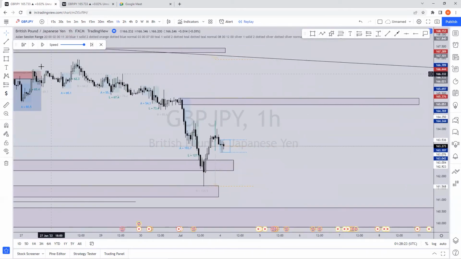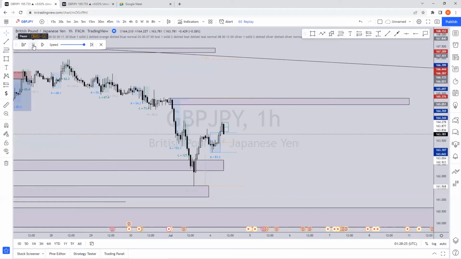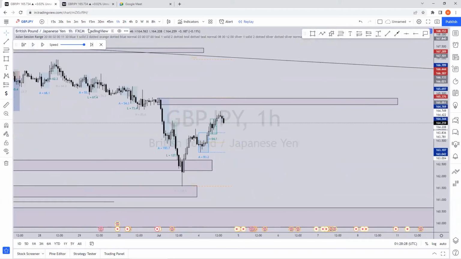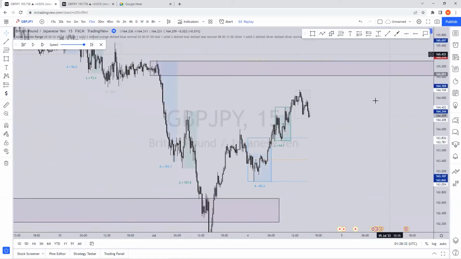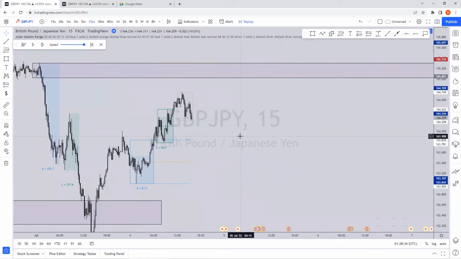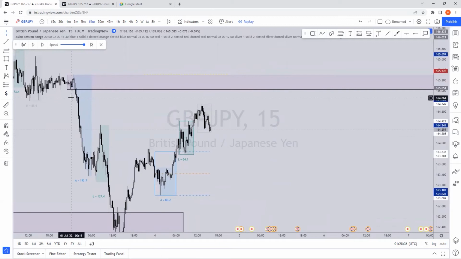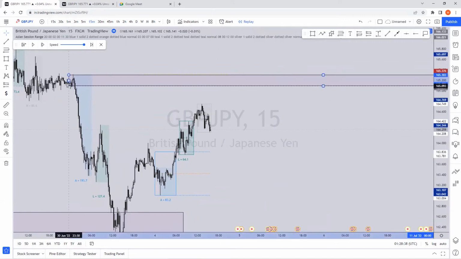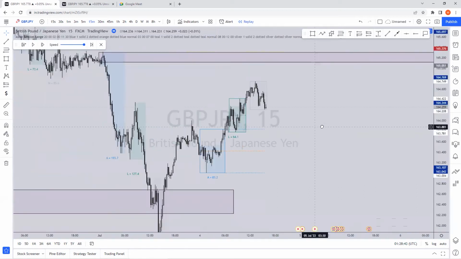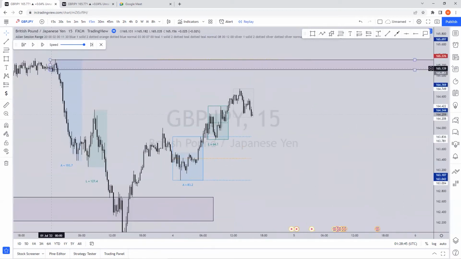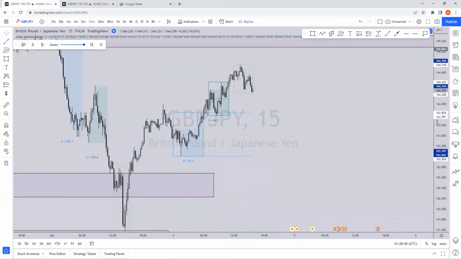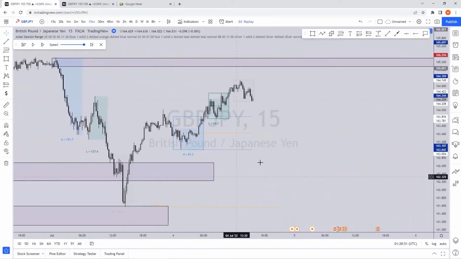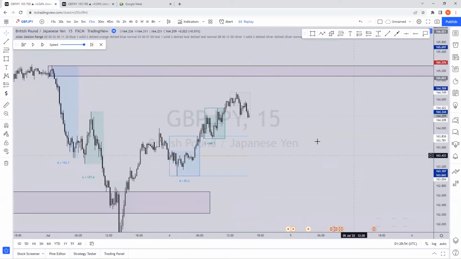So I'm very much interested in selling here. Let's see what price does when price gets there. Let me go down to my 15 minutes. I've marked my zone on the 1 hour. So let's just wait to see what price will do around that area so we can tag along the sell. And of course, once I can secure the sell, I'm definitely targeting this low. So let's see.